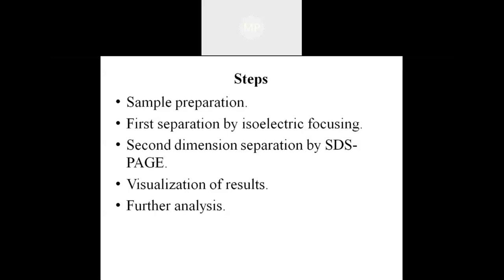In this step we use multiple methods, such as Coomassie blue and silver staining, for the visualization of proteins. After that, the protein can be separated, and information such as the molecular weight, its pI, and the amount can be determined by further analysis.